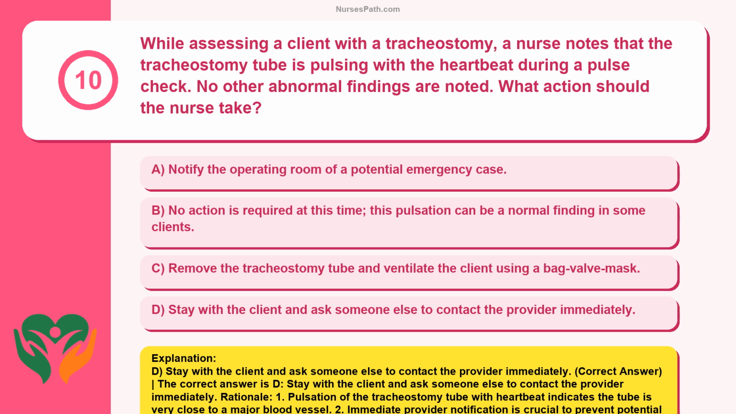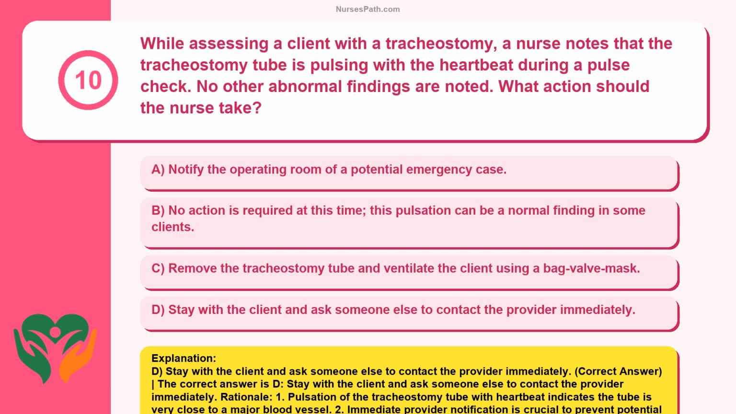2. Immediate provider notification is crucial to prevent potential complications. 3. Removing the tube without professional guidance can lead to severe bleeding and airway compromise. 4. Contacting the provider promptly ensures timely intervention and appropriate next steps.